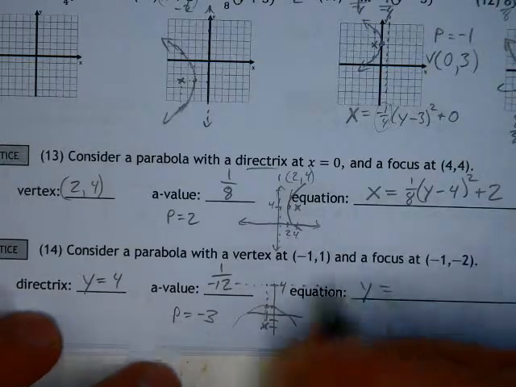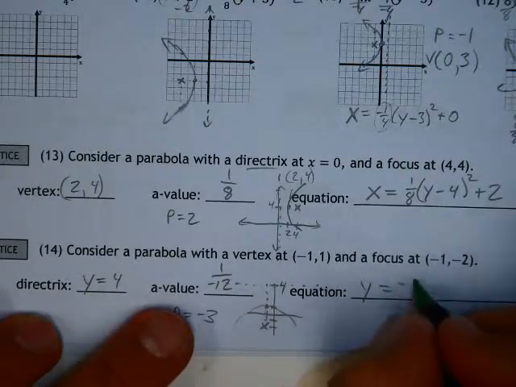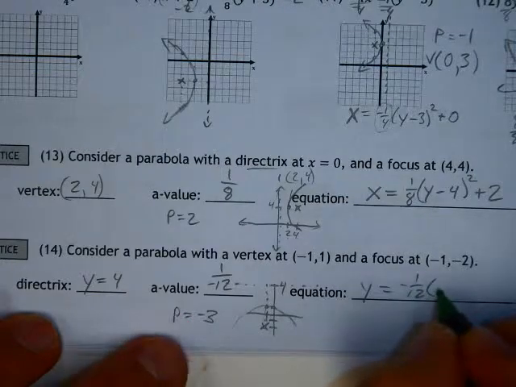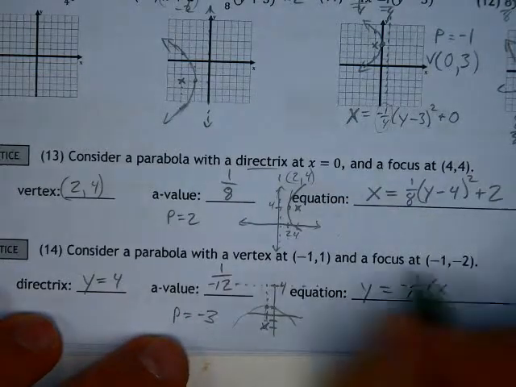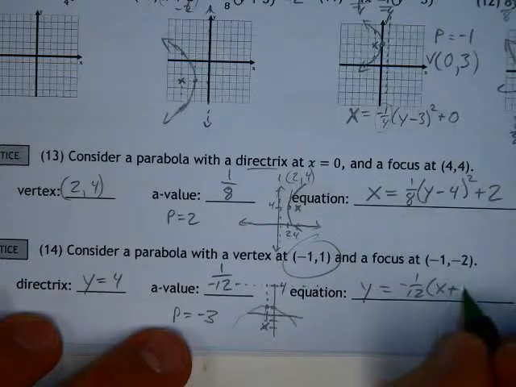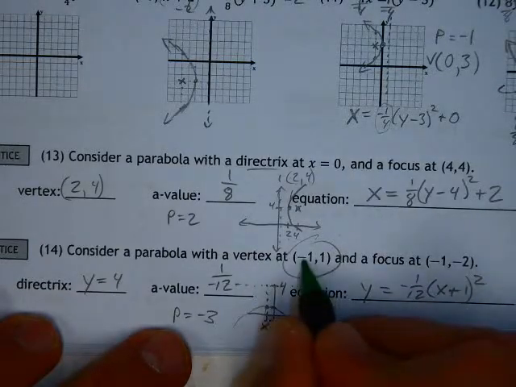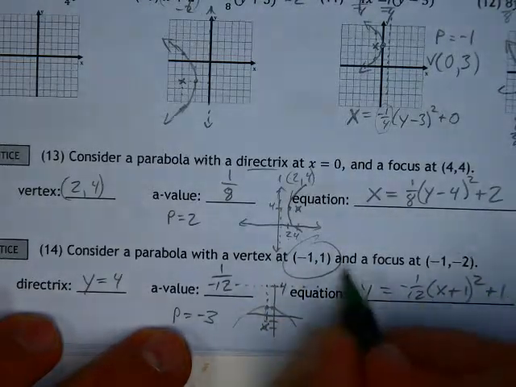I've got a y equals, matches this y equals, negative 1 over 12 times x plus 1 squared. Change the sign. Plus 1, keep the sign.